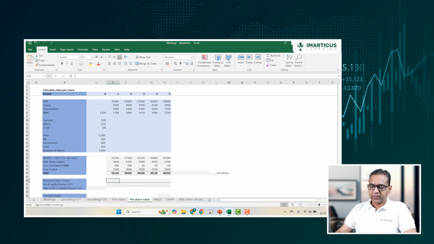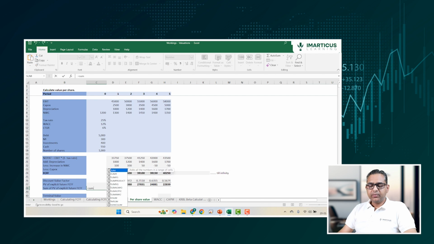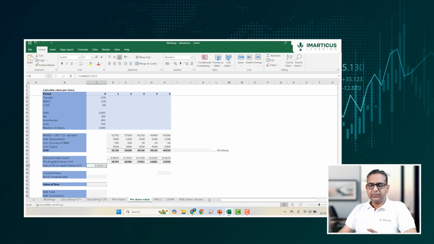To discount these FCFF values, we'll use the discount value factor, and multiply these with values to get the present value. And we can get the sum of these present values. So this is the sum of present value of explicit future free cash flows to the firm. From free cash flows to the firm, we will get value of firm. And that is why we are using WACC as the discount rate.